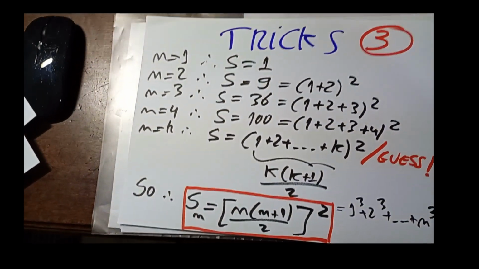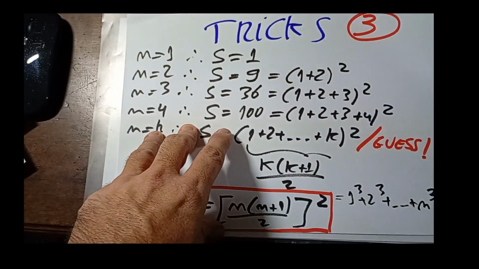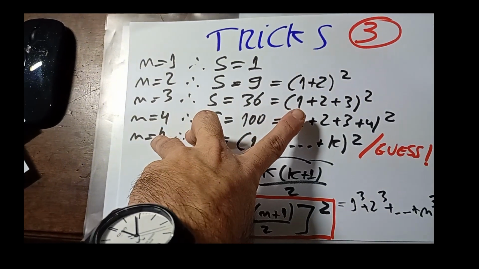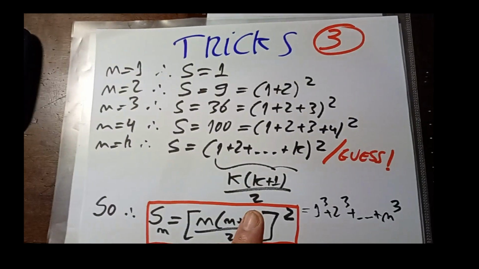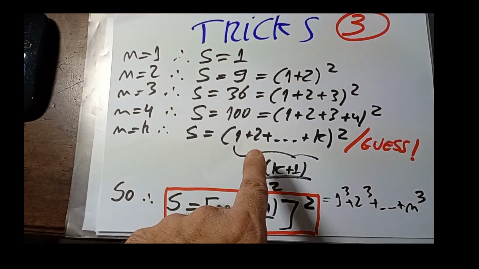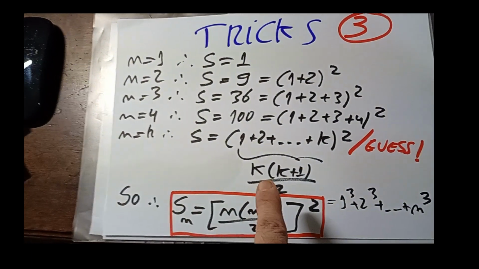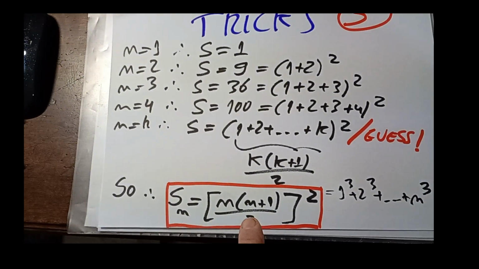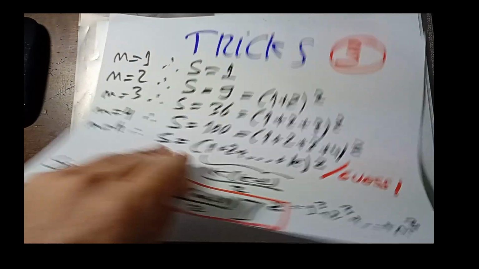225. Well, looking at these numbers, we see that 1 is 1. 9 is 1 plus 2 raised to 2. 36 is 1 plus 2 plus 3 raised to 2, and so on. So we guess, it's not a formal mathematical proof, that the sum we want is 1 plus 2 plus up to k, raised to 2. That we already know: that's k times k plus 1 divided by 2. So the sum that we want is n times n plus 1 divided by 2, raised to the power of 2.